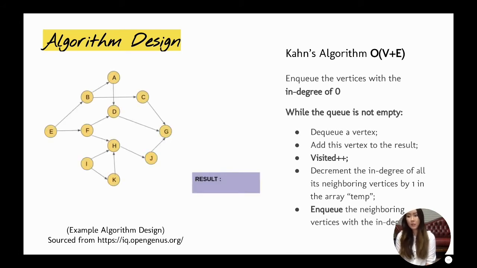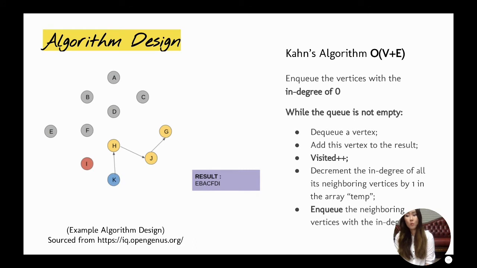For Kahn's algorithm, we need an array to hold temporary results of the pre-processing stage, and we also need an int variable to store the number of visited vertices. We can set a string or another array to hold the results, which will be used to store the new topological order, and then we also need a queue. First, we enqueue the vertex that has an in degree of 0.